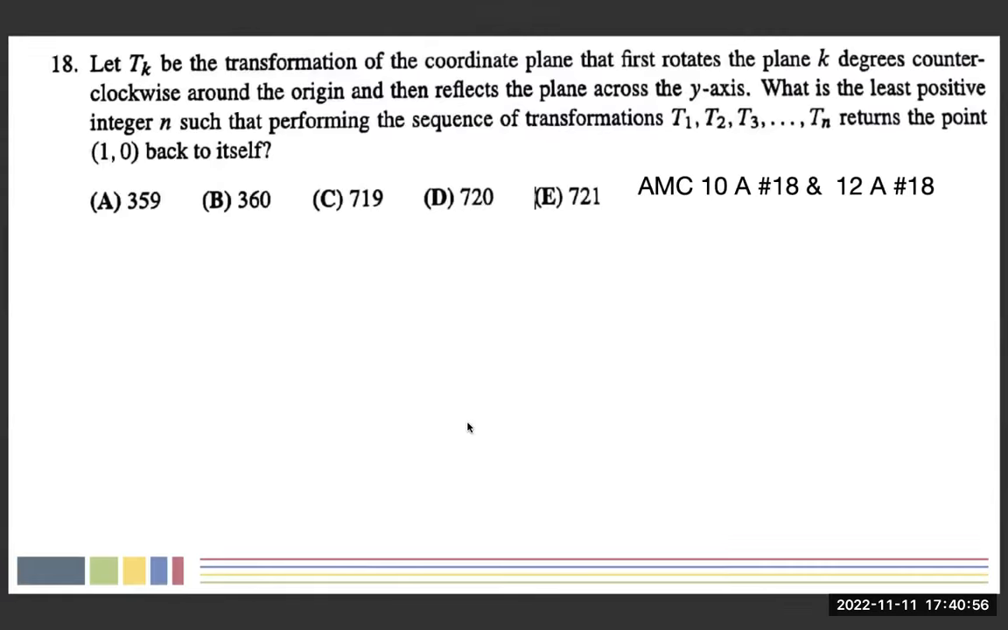Okay. AMC 10A, problem 18. Let T_k be the transformation of the coordinate plane that first rotates the plane k degrees counterclockwise around the origin and then reflects it across the y-axis. What is the least positive integer n such that performing the sequence of transformations T_1, T_2, T_3, ..., T_n returns the point (1, 0) back to itself?